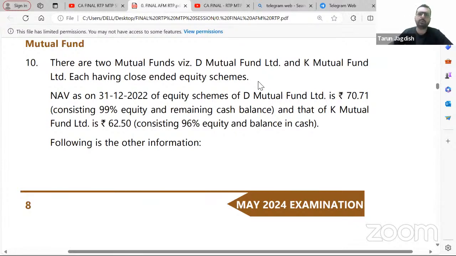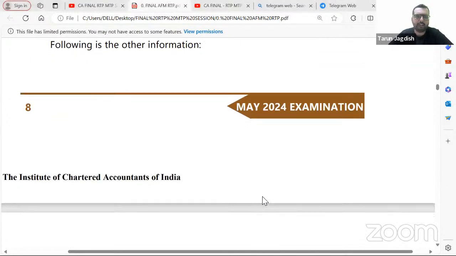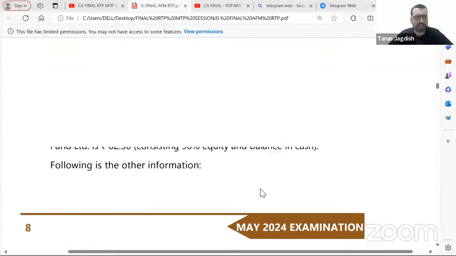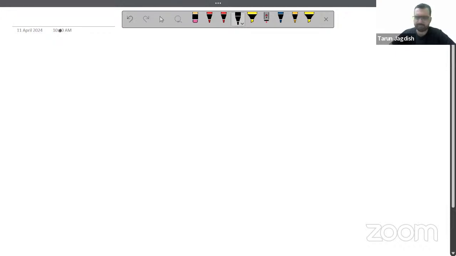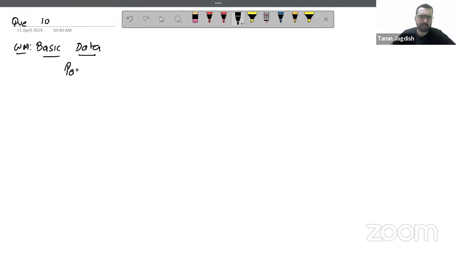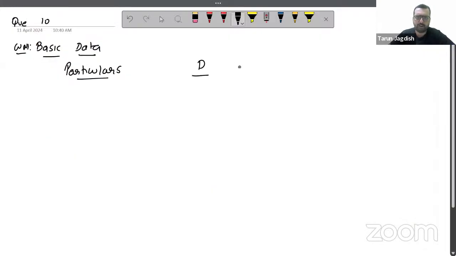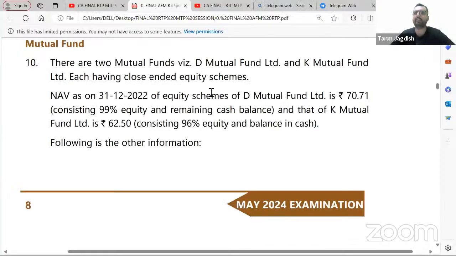The next question is on mutual fund D and K, where they're asking you to work out the NAV after giving some information about the Sharpe's ratio and Treynor's ratio. Let's do this together now, friends. I'll draw a table, particulars. Question number 10, working note number 1. I'll put the basic data. Here you have D mutual fund and K mutual fund. Then I'll write down NAV.